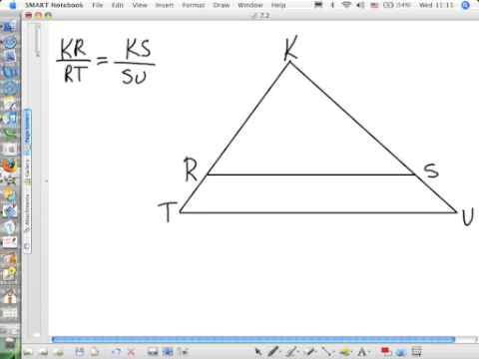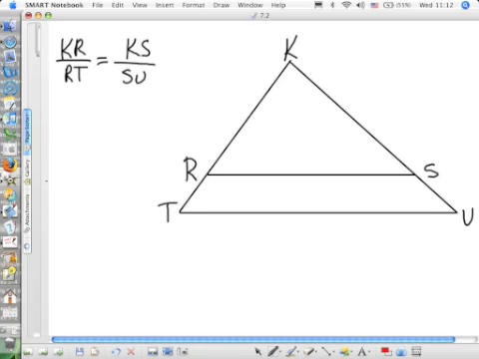Just settle down. Shh. You are given a proportion where KR over RT is equal to KS over SU. All right? Well, another proportion we can come up with is this. If we add KR and RT together, we get KT, right? So we could say KR over KT is equal to KS over what? KU. Or you could say RT over KT is equal to SU over KU, as long as you keep those proportions the same. And that's going to help you with this table.